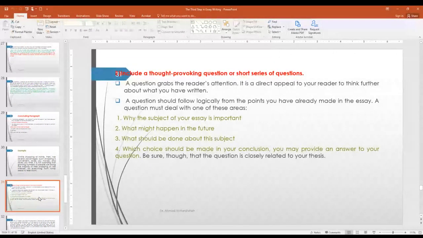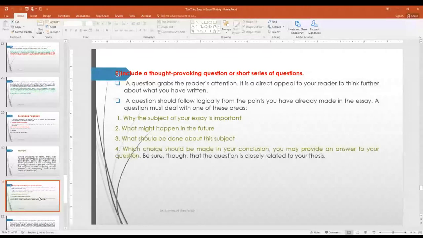It must be related. You can rewrite your thesis statement in the form of a question. A question must deal with one of these areas. Why the subject of your essay is important. What might happen in the future.